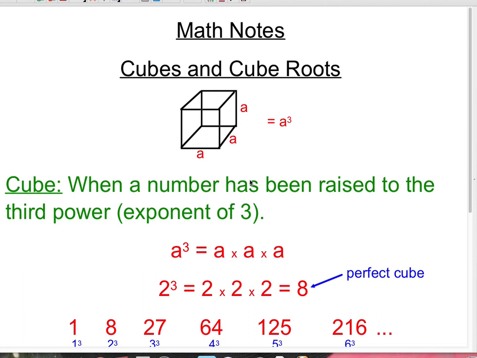Now, before I really get too far into this lesson, or start explaining what is a cube and what are cube roots, I want to back up for just a minute and talk about the concept we've been talking about for a few days prior to this one. We have been talking about squares and square roots, right?